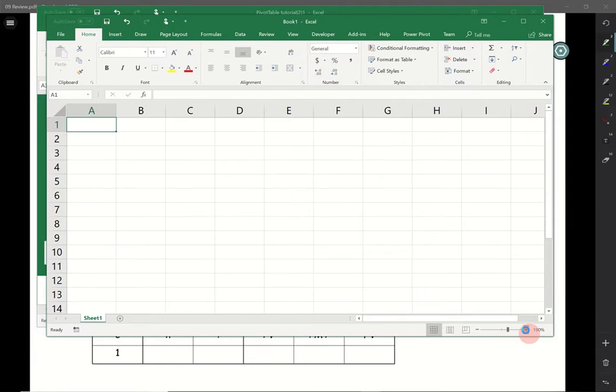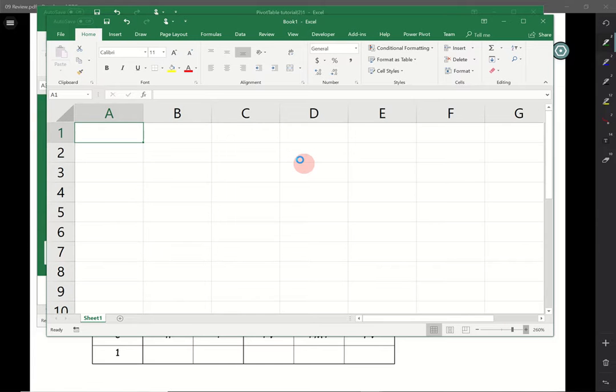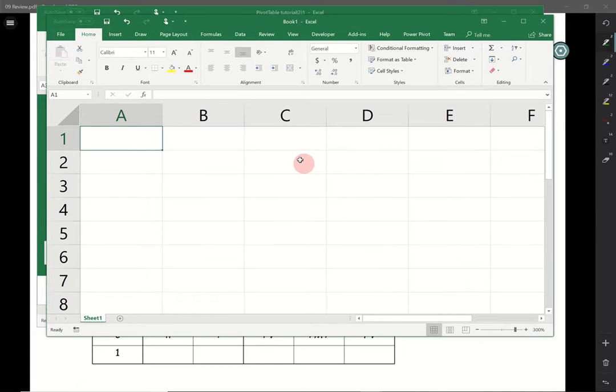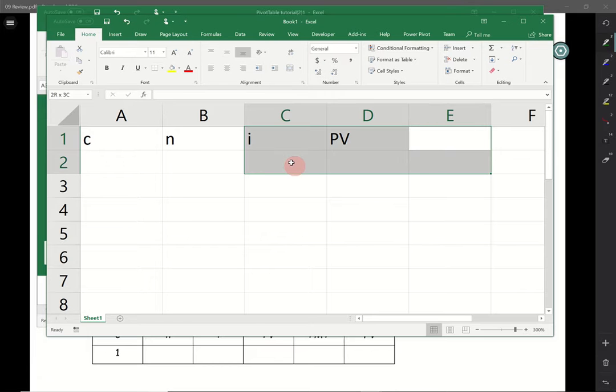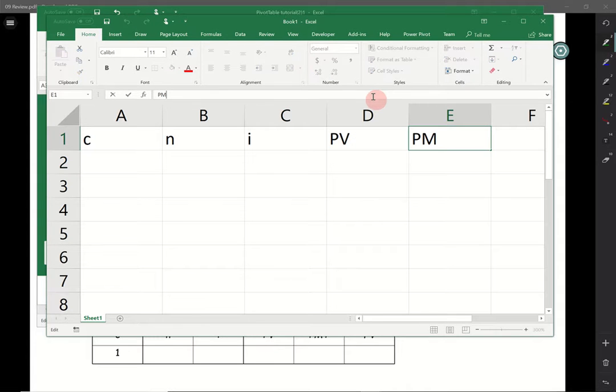What we want to do is the TVM data frame. It starts with compounding, then the number of periods, the interest rate, and then the three cash flows, PMT, and then FV.